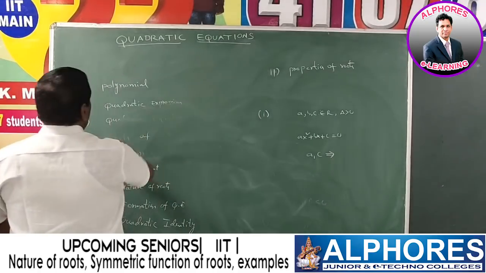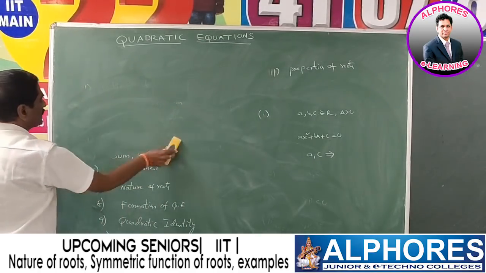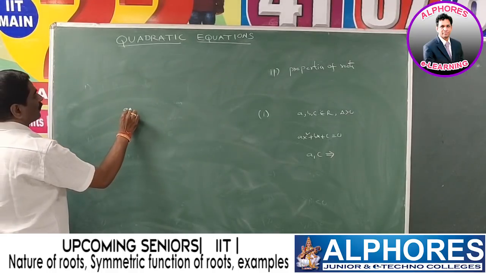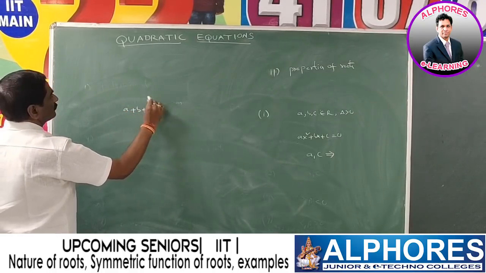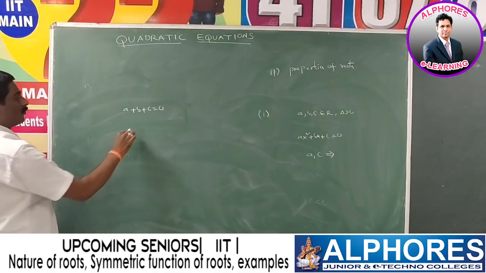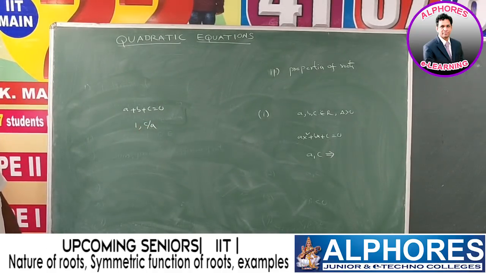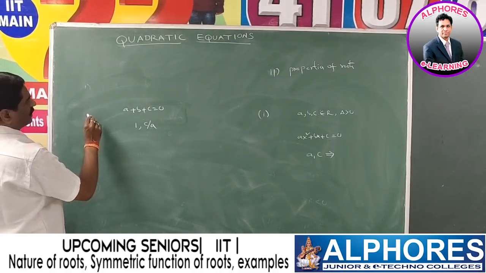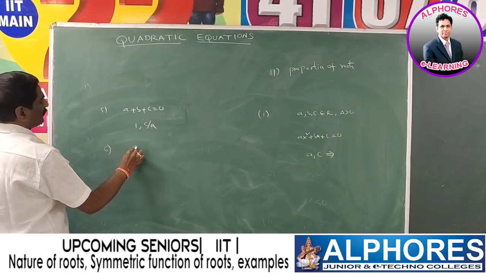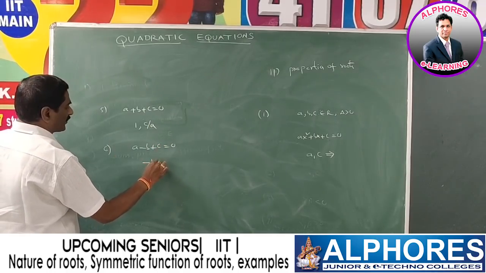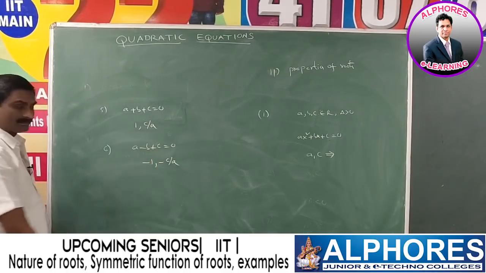Next, fifth property. If a plus b plus c is equal to 0 in the quadratic equation, that means the sum of the coefficients is equal to 0, then 1, c by a are the roots of that quadratic equation. Next, if a minus b plus c is equal to 0, then the roots of the quadratic equation are minus 1, minus c by a.